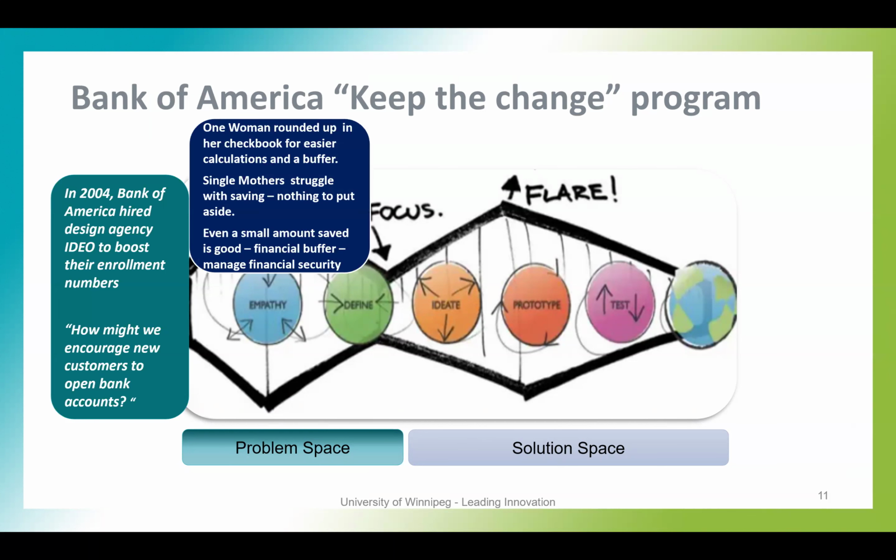With IDEO, they started talking to customers. They found that one woman rounded up her checkbook for easier calculations and a buffer. They found that a single mother struggled with savings, with nothing to put aside, and that even a small amount saved is good, providing a financial buffer for financial security. So they reframed the problem as, how might we help families save money?